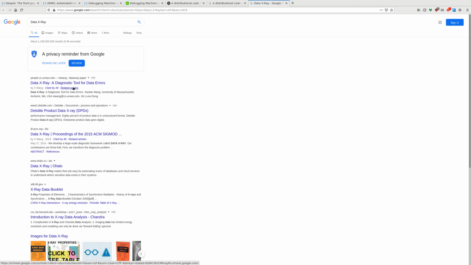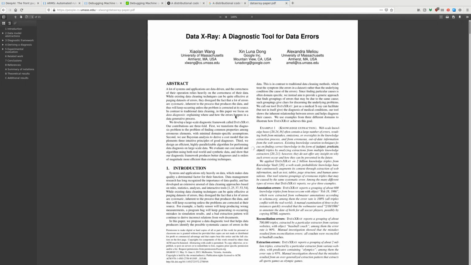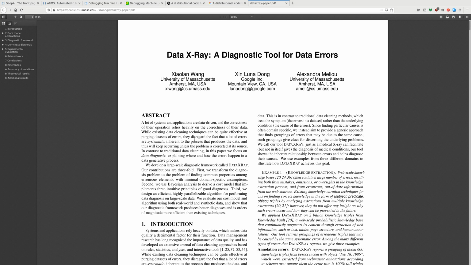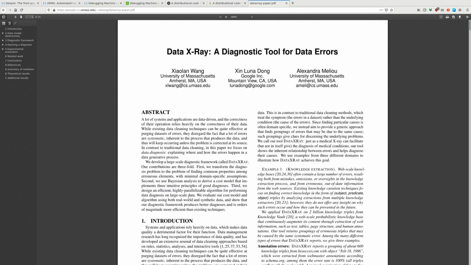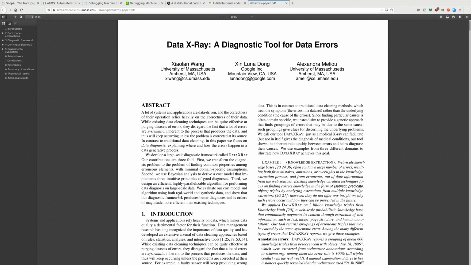Data X-ray. So data X-ray is a diagnostic tool for data errors. We developed a large-scale diagnostic framework called data X-ray. Our contributions are threefold. First, we transform the diagnosis problem to the problem of finding common properties among the erroneous elements with minimal domain-specific assumptions. Second, we use Bayesian analysis to derive a cost model that implements three intuitive principles of good diagnosis. Third, we design an efficient, highly parallelizable algorithm for performing data diagnosis on large-scale data. We evaluate our cost model and algorithm using both real-world and synthetic data and show that our diagnostic framework produces better diagnoses and is orders of magnitude more efficient than existing techniques.